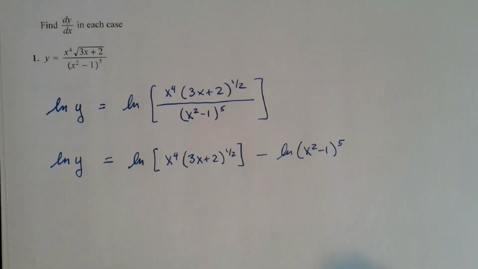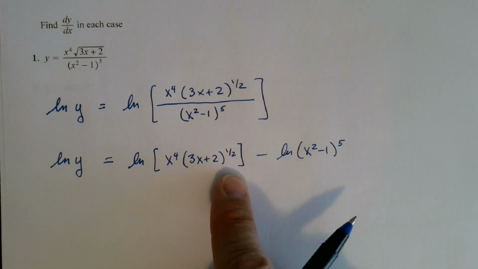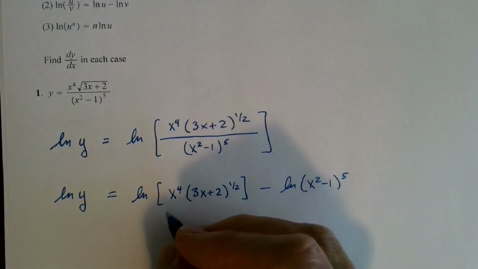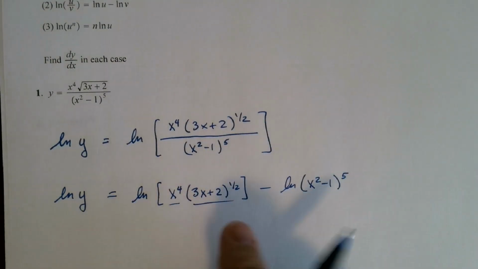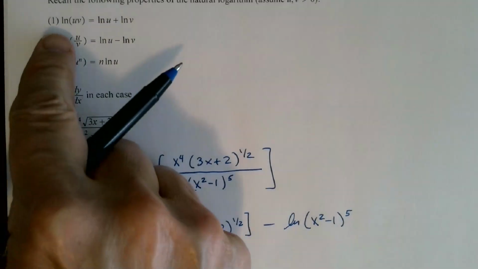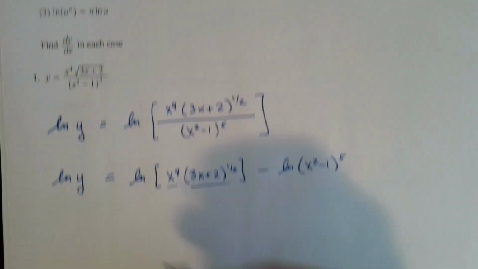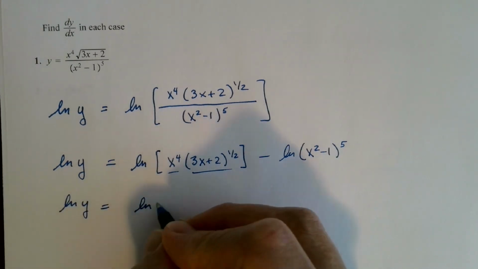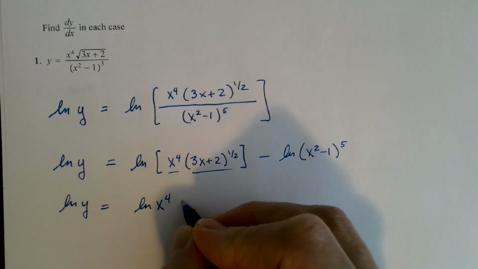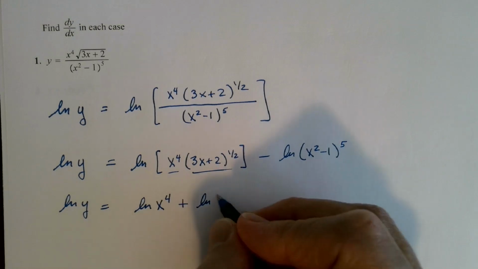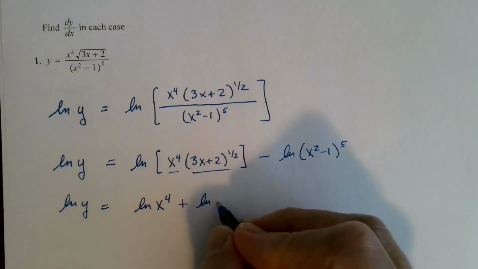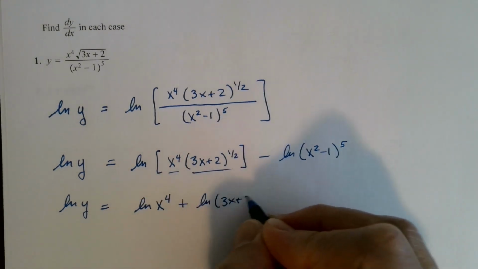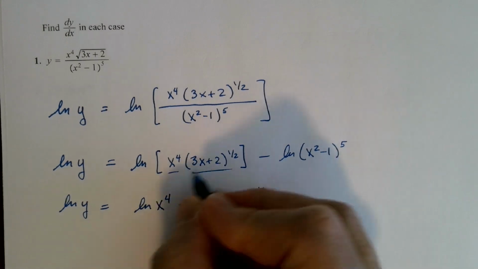Okay. And then when I look at this thing, that's a log of a product, right? x to the fourth times (3x plus 2) to the 1/2. So the log of a product is the sum of the logs. So again, I'm going to expand. It's really simplifying though, in a way, because I'm breaking up the log of a product into the sum of the logs of the individual expressions in here.